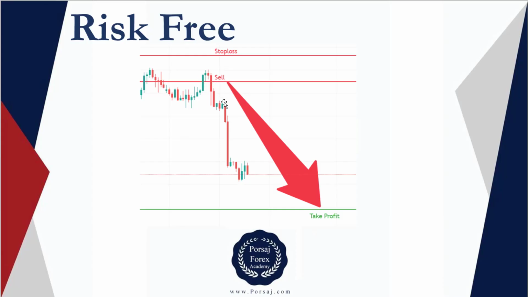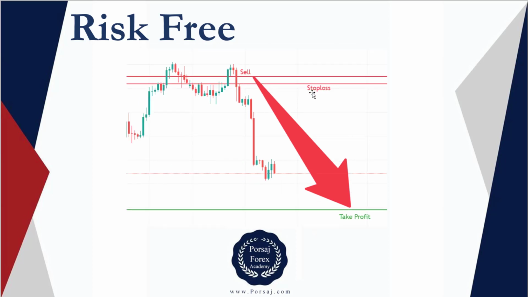Furthermore, in the context of a sell order, once the trade becomes profitable, a strategic adjustment is made by moving the stop-loss position below the entry point. This tactical maneuver effectively transforms the trade into a risk-free scenario. Should the market experience an upward shift, the trade is secured without any loss.